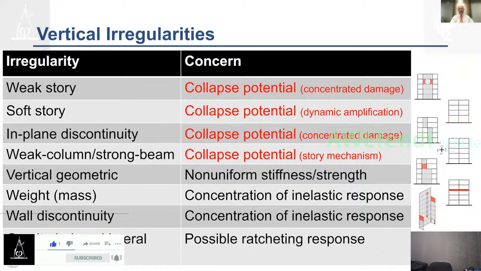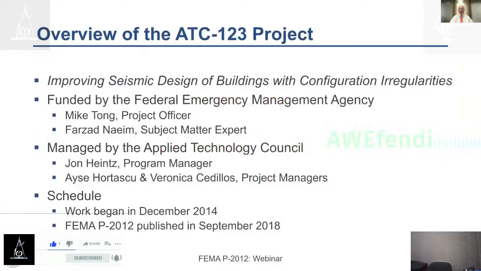So with that background on what are horizontal and vertical irregularities and some cartoons to maybe help you understand what they are, let's talk a little bit about the ATC 123 project that led to the publication of FEMA P2012. So this was funded by the Federal Emergency Management Agency, and the project was managed by the Applied Technology Council, who's hosting this webinar today.